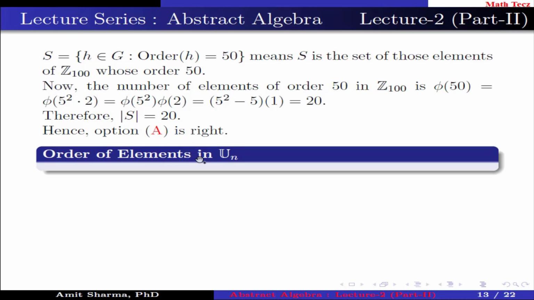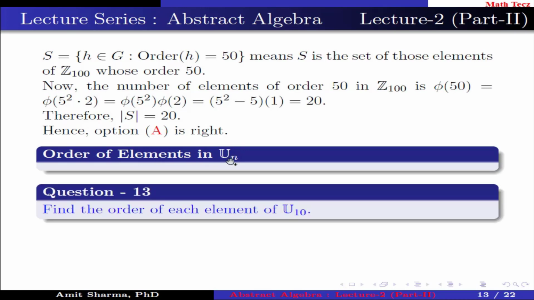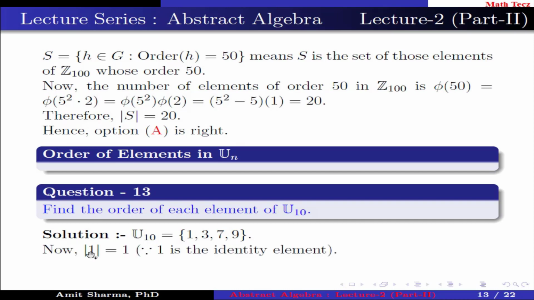Order of elements in Un. Question number 13. Find the order of each element of U10. We know that U10 contains the elements 1, 3, 7 and 9. Now, the order of 1 is 1 because 1 is the identity element. The order of 3 is equal to 4 because 3 raised to the power 4 equals 1 under multiplication modulo 10.